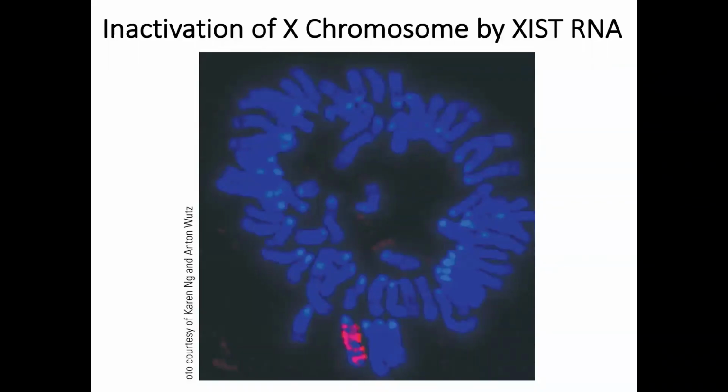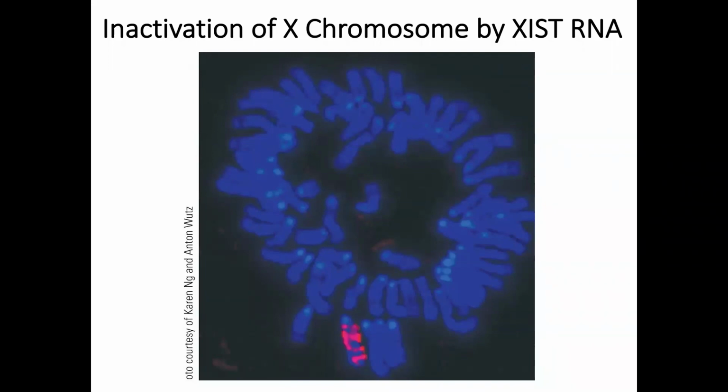In mammals, the XIST gene encodes the XIST RNA. This RNA does not make protein. Instead, it directly coats the inactivated X chromosome and helps to silence the chromosome. Therefore, XIST is a marker for the inactivated X chromosome.